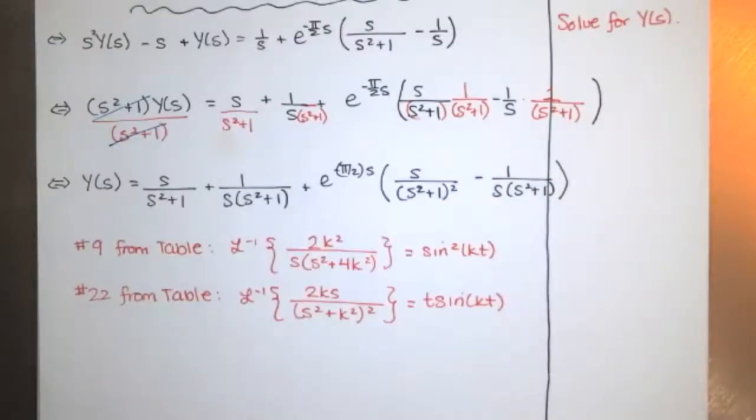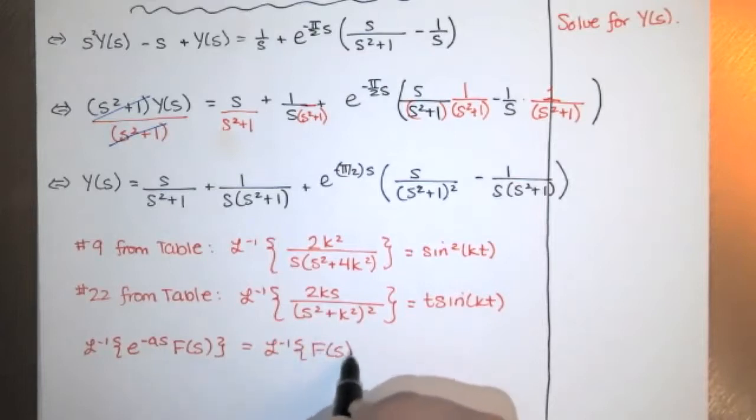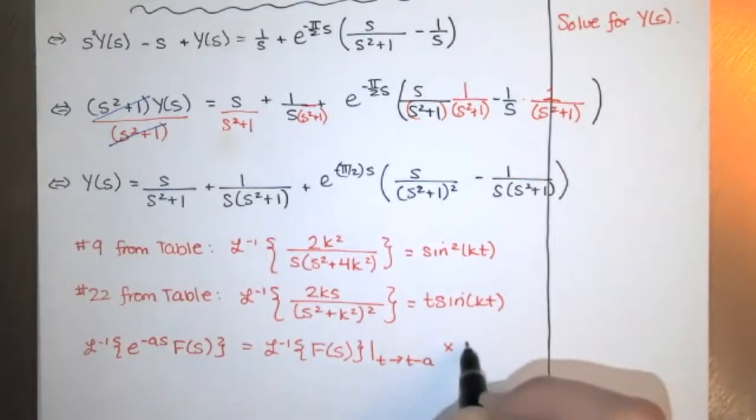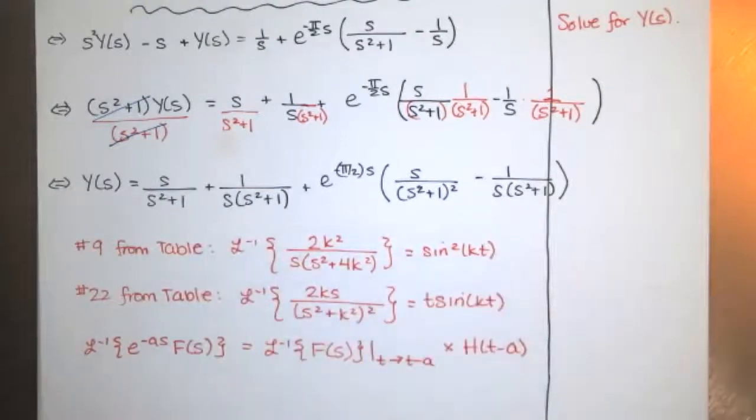Okay, so we're here now, and we're going to use these two along with that second translation theorem. The inverse version of that says that if we have e to the negative as times F of s, the inverse Laplace transform of that is the inverse transform of F of s, which gives us f of t, but then we replace the t with t minus a, and multiply by the Heaviside function at t minus a. So we're going to use these three together to compute this inverse transform.